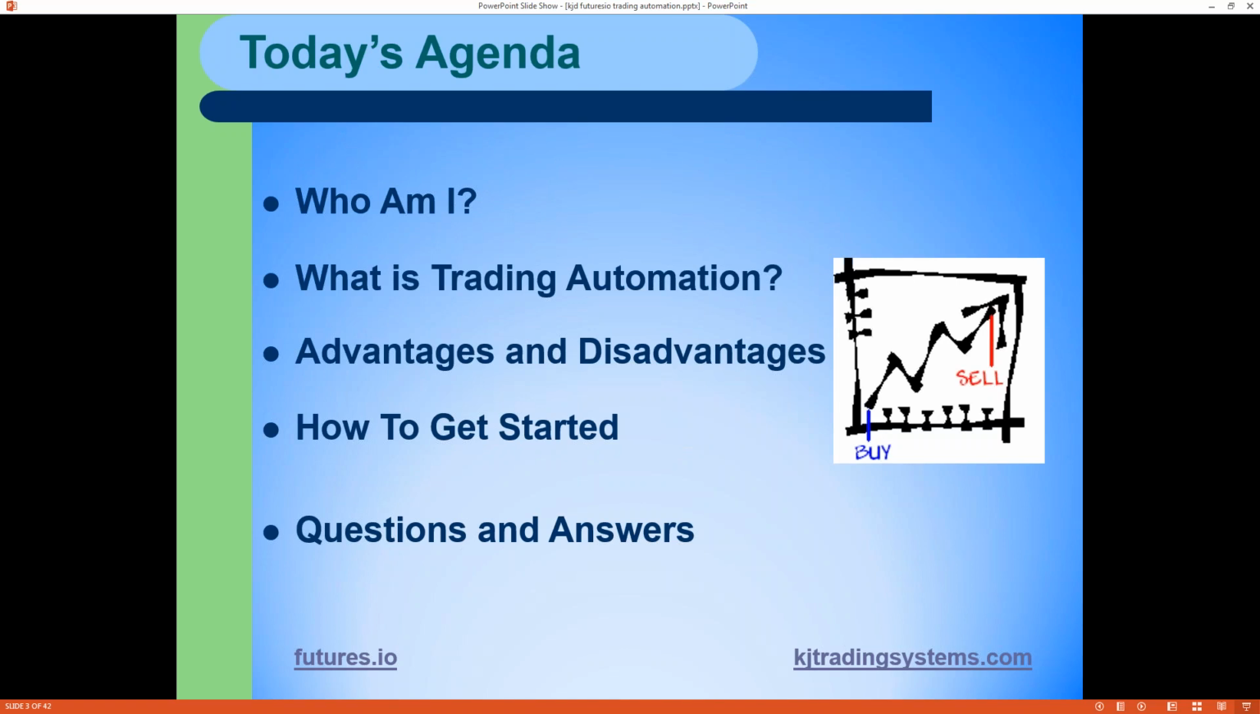So today what I'm going to talk about, first, for those of you who don't know me, I'm going to do a quick bio and a little bit about myself, and then we're going to talk about automation, and probably at the same time we're going to be talking about algo trading, because those two are kind of connected. We'll talk about advantages and disadvantages and how to get started, and probably what I'll do is I'll save most of the questions for the very end.